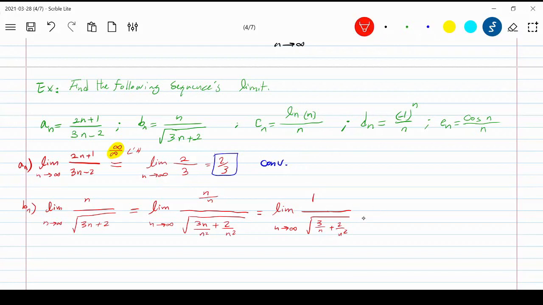So how about this one? Now as n approaches infinity, what you have is 1 divided by the square root of 0 plus 0. The limit of 3 over n would be 0, the limit of 2 over n squared would be 0. So this is infinity. Sorry about that. That tells us that the limit doesn't exist and we have a divergent sequence. Divergent.